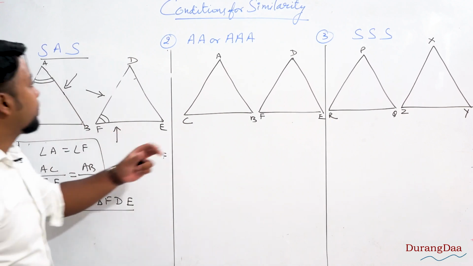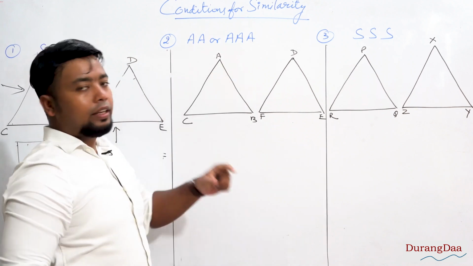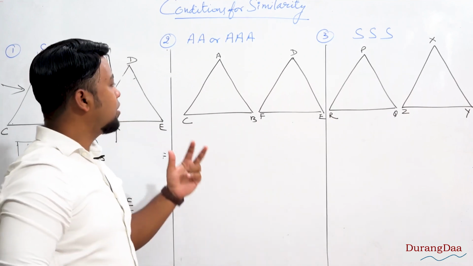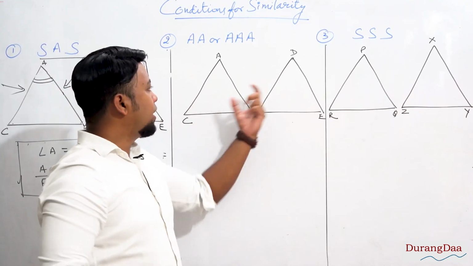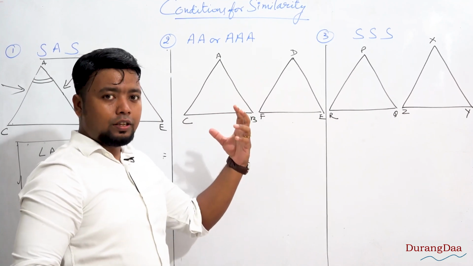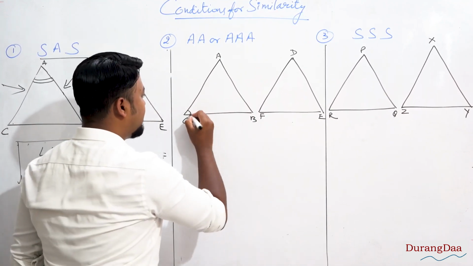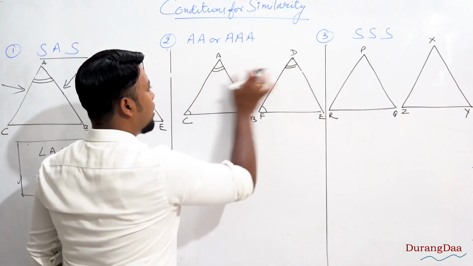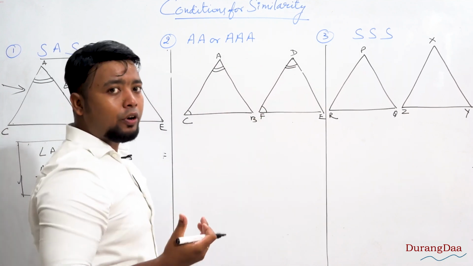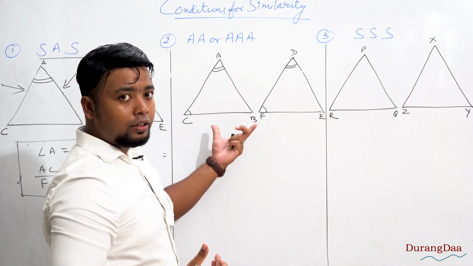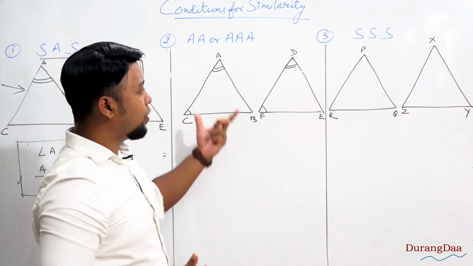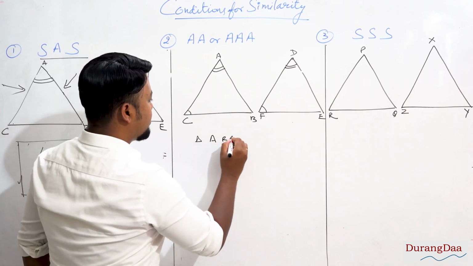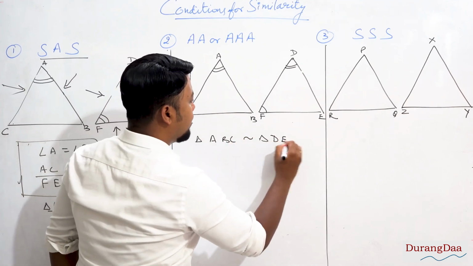All right. Now here, second condition, angle angle. In this situation, the two triangles can be proved similar only if at least two pairs of corresponding angles are equal to each other. What I mean to say, at least angle C and F, and one more, angle A and angle D. We are having two pairs of corresponding angles and both are equal. So at least two pairs of corresponding angles should be equal, then we can directly write that triangle ABC is similar to triangle DEF.